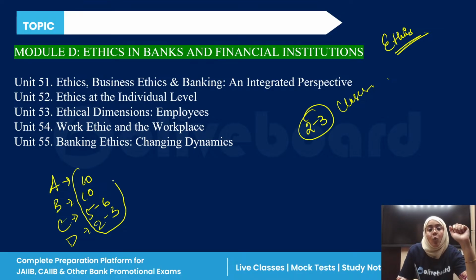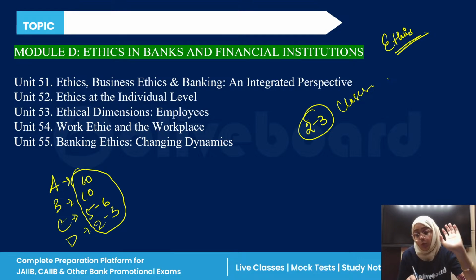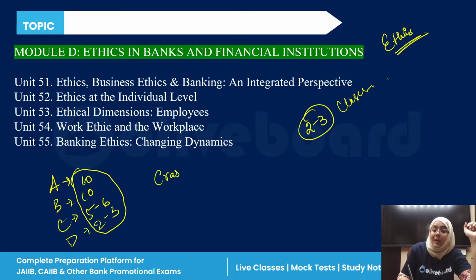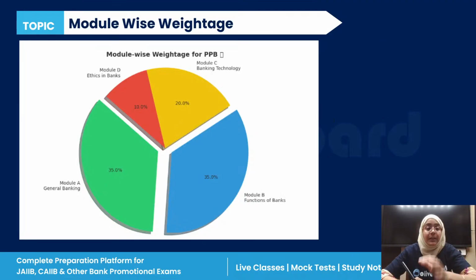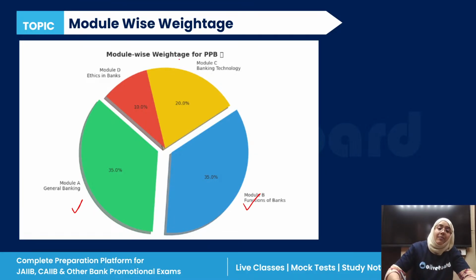So this means the course will be finished within 20 days for all of you, right? Within 20 to 25 days, the complete syllabus will be finished, and that's why it is called a crash course, because we are taking 2 to 3 units in one day, and it will be a fast revision for all of you. Now if we talk about the module-wise weightage, I have already told you, module A and module B have equal weightage, equally important. Then we have module C, and then we have D.